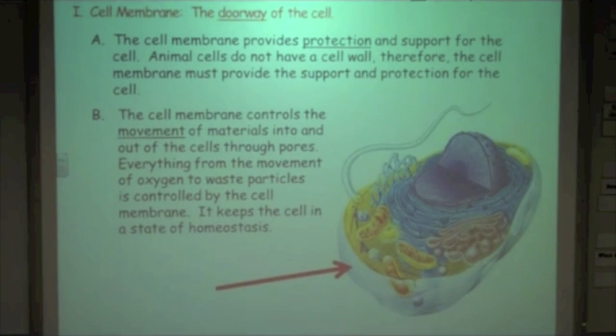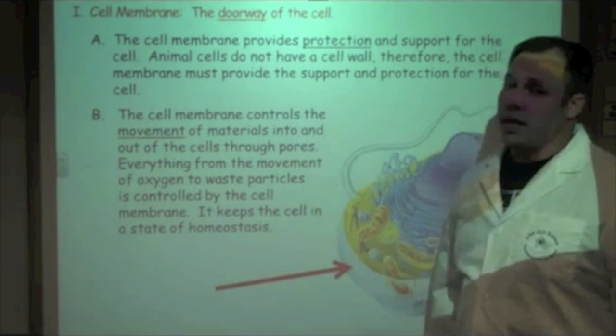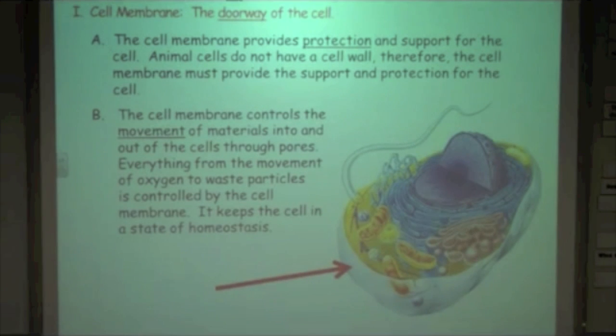Okay, first off, first organelle, which is the cell membrane. The main thing you want to remember here is the cell membrane is the doorway of the cell. The cell membrane does provide some protection and support, but it is also the primary controller of what comes in and out of the cell. It allows water and nutrients to come into the cell and also removes waste products out of the cell. So the cell membrane, that is the doorway of the cell. And you can see it right here. It's this outermost layer of the cell. And this particular cell is an animal cell.